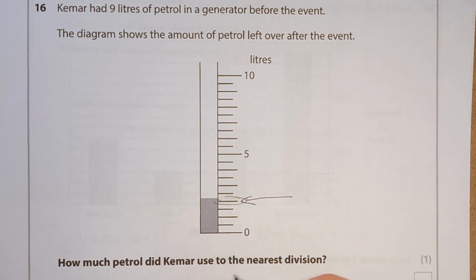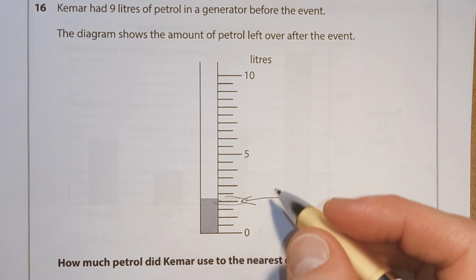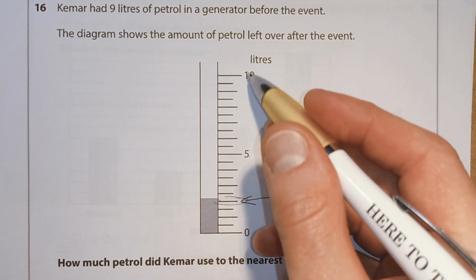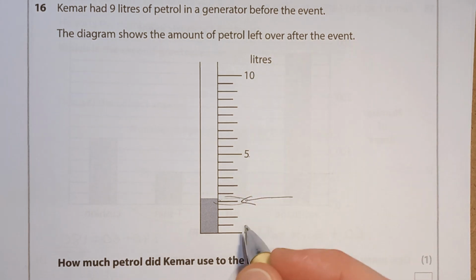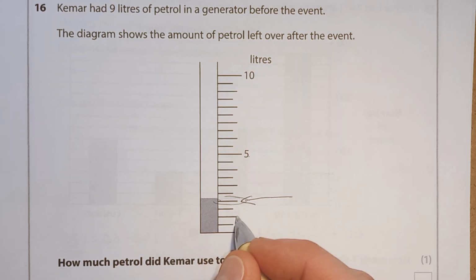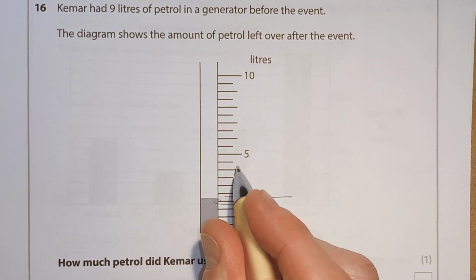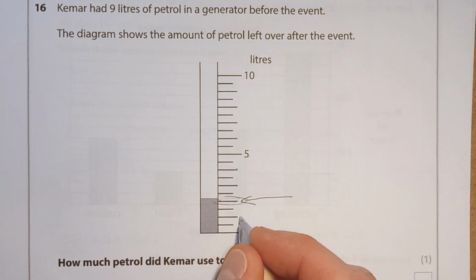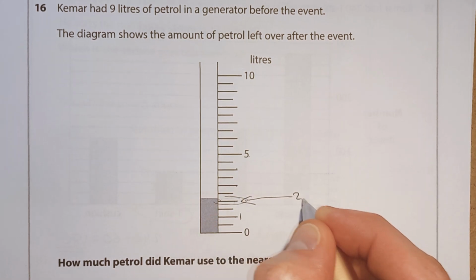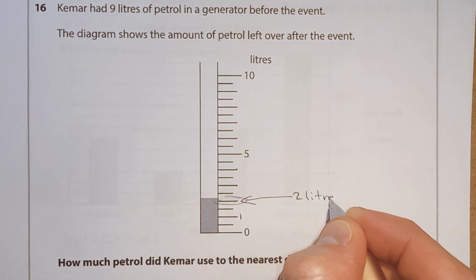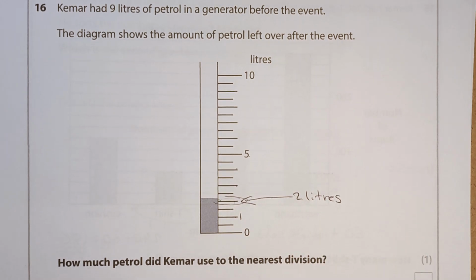Okay, now we want to know what that is. Well, if this is 5 litres, that's 10 litres, that's 0. So maybe if we just look at these longer lines, maybe if we had 1, 2, 3, 4, 5. Yeah, that looks good. So this must be 2 litres. Okay. Well, that's how much is left.